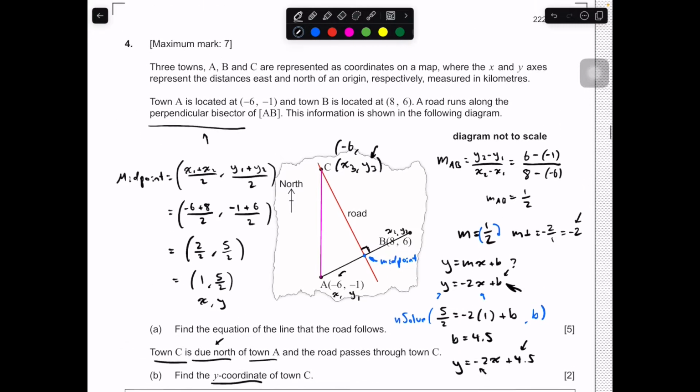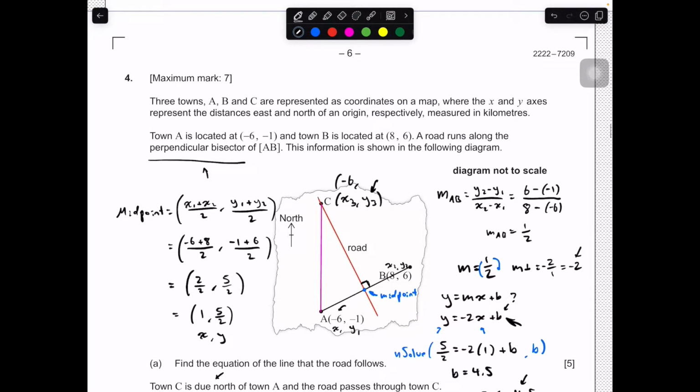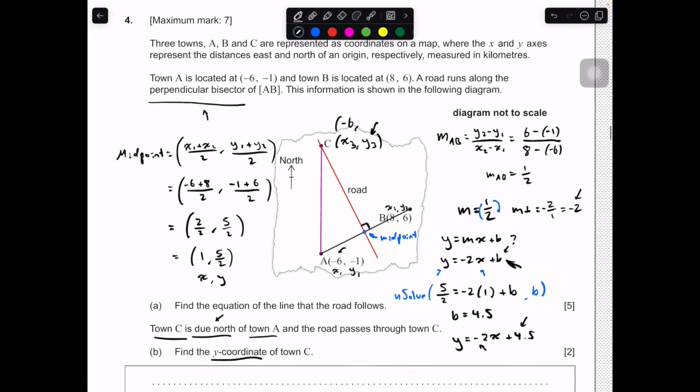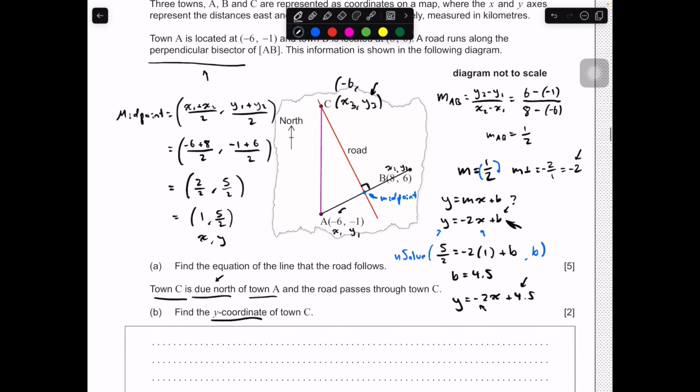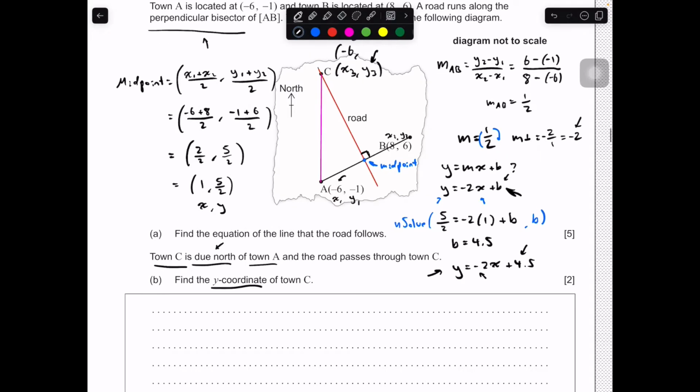So remember, it's written on some coordinate grid where x and y represent distances east and north. Since this is exactly due north, it is still -6 kilometers, I suppose, east of some central point. It's directly north. We don't go east or west, just directly north. And then we want to find its y coordinate. And so if we know it has an x value of -6, and we know it's on this line right here, we should be able to substitute into the equation and solve.